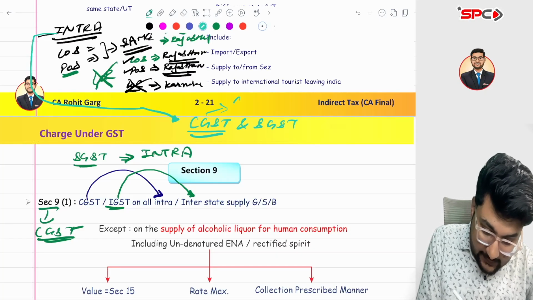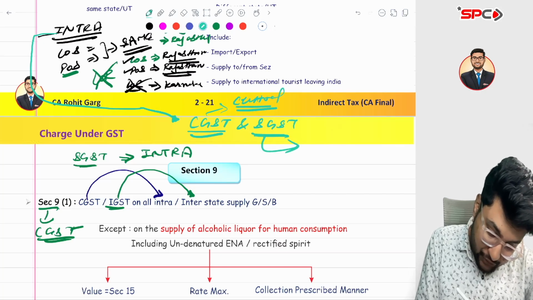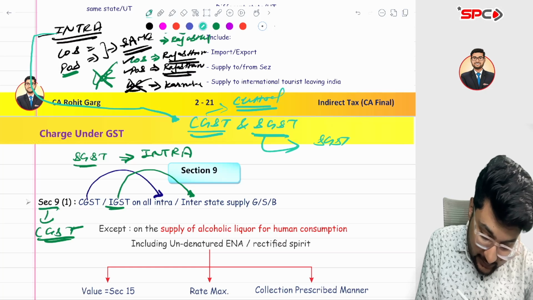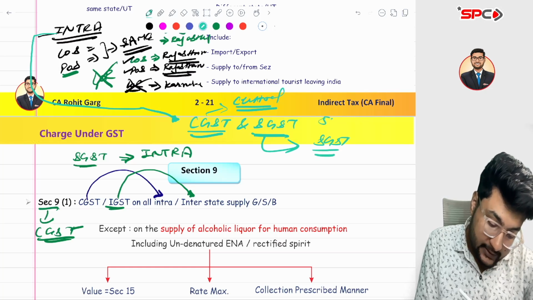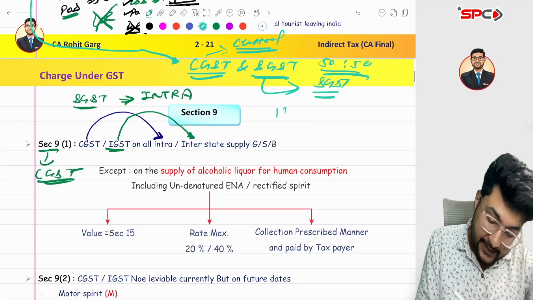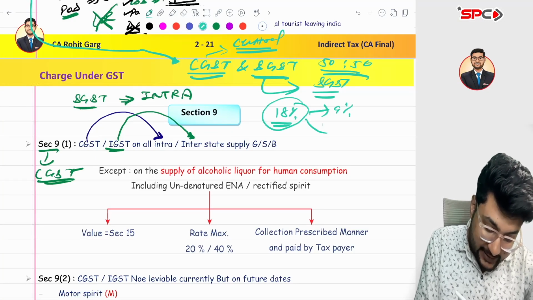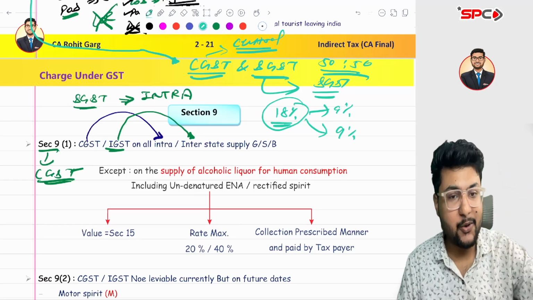CGST means the portion given to the central government. SGST means the portion we will give to the state government. And the amount is always a 50-50 division. Suppose there's an 18% rate: 9% goes to the CGST, 9% goes to the SGST. Are you getting my point?